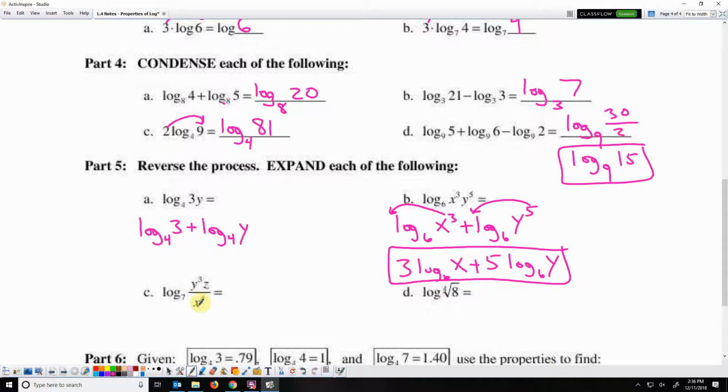Here I've got three different variables, so I'm going to have three different logarithms. First, I've got y to the third power, so that would be 3 times log base 7 of y. Then times z means plus log base 7 of z. And divided by x to the fourth means minus 4 times log base 7 of x.